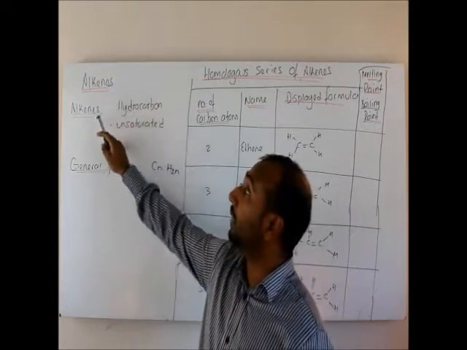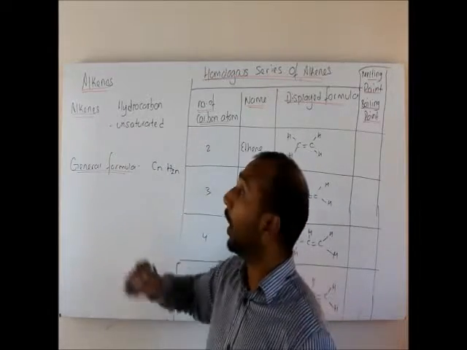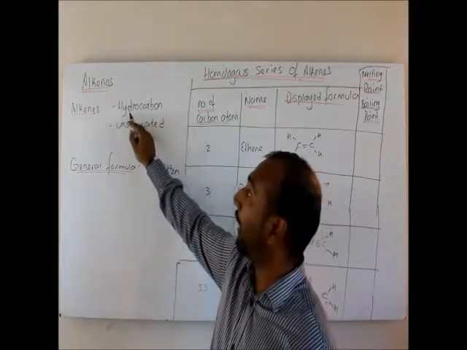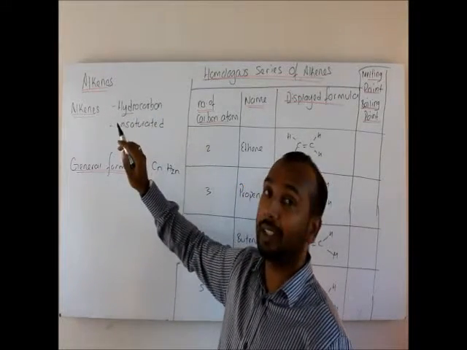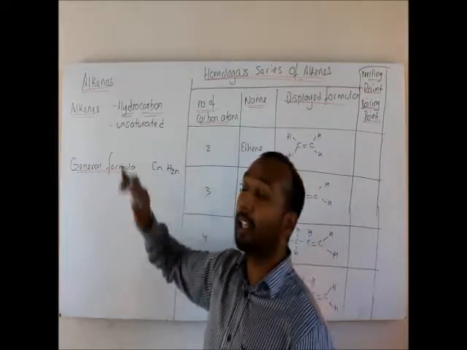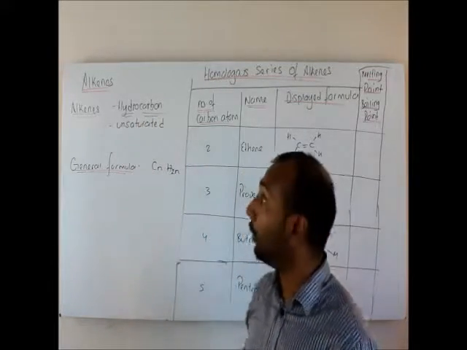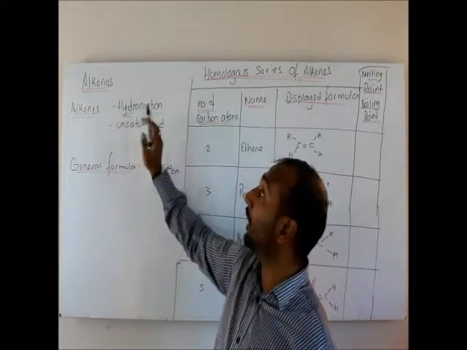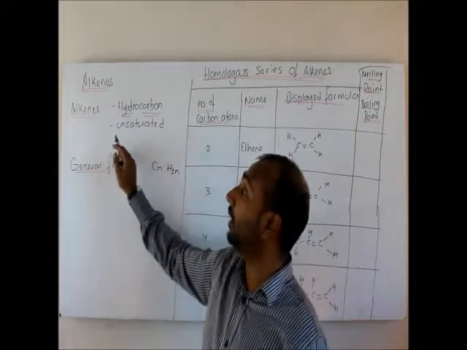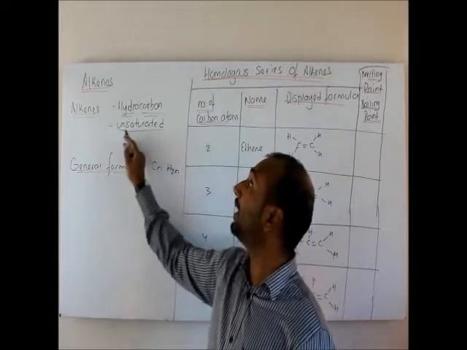So, what are alkenes? Alkenes are still hydrocarbons, just like alkanes were. Hydrocarbon means that they contain the element hydrogen and the element carbon, and that's all. So alkenes are also hydrocarbons because they contain only hydrogen and carbon. However, the difference between alkenes and alkanes is that alkenes are unsaturated.